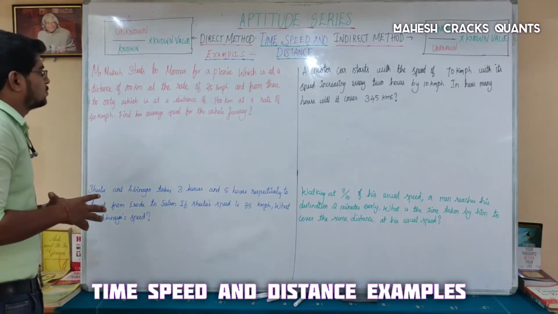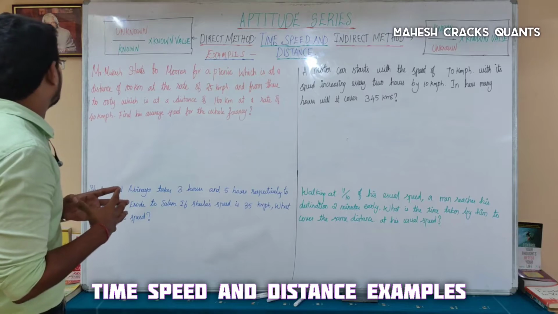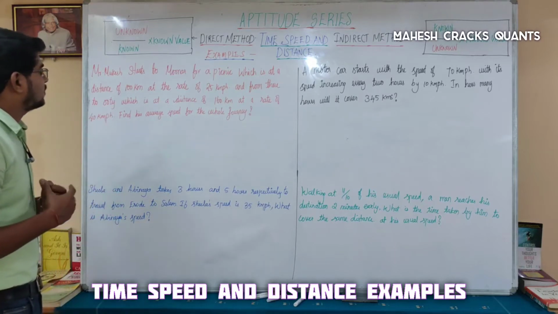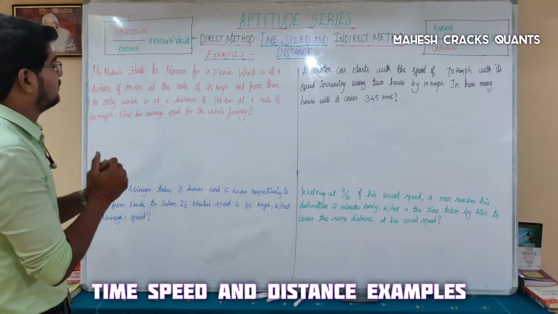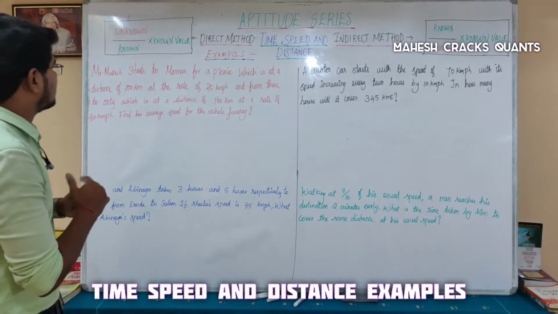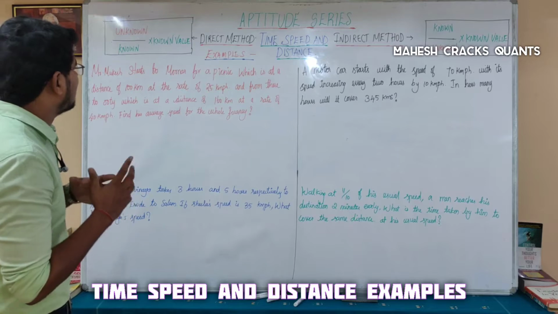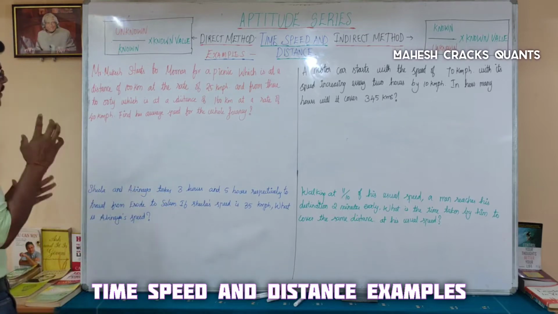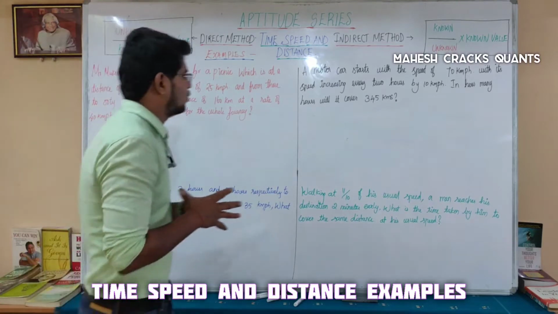Mr. Mukesh starts to Moonar for a picnic, which is at a distance of 100 km, at the rate of 25 km per hour. And from there to Ooty, which is at a distance of 160 km, at a rate of 40 km per hour. Find his average speed for the whole journey.